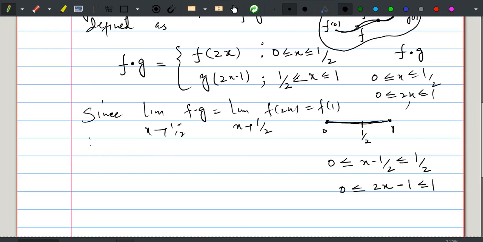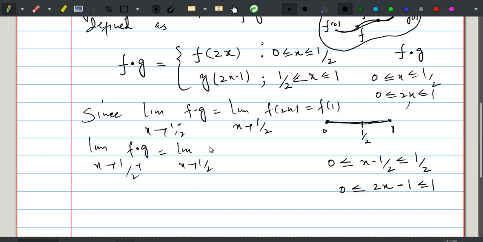Similarly, the limit as x goes to 1/2 from the right of f·g is the limit as x goes to 1/2 plus of g of 2x minus 1, that is g of 0. Now it is given that f of 1 and g of 0 are equal, so f·g is continuous at 1/2 as well. So f·g is a continuous function from the interval [0,1] to X, and hence it's a path.